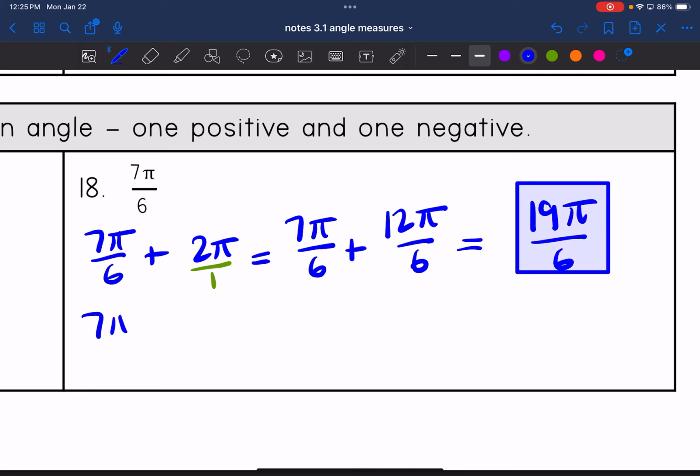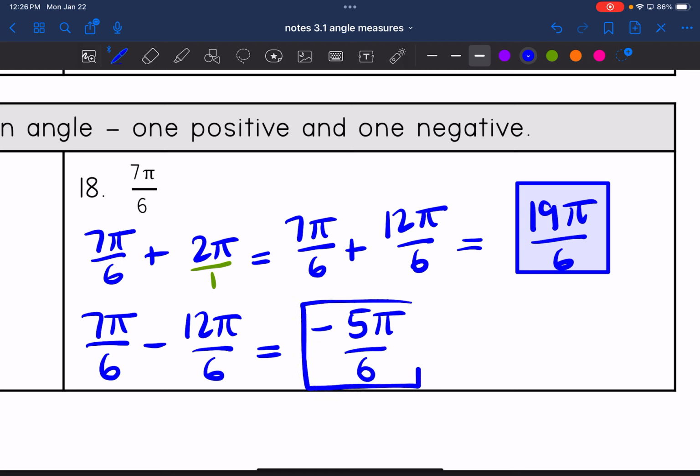And then now let's subtract. And since I already know that I need to write it as 12 pi over 6 to have a common denominator, 7 minus 12 would give me negative 5. So negative 5 pi over 6 would be our negative coterminal angle.